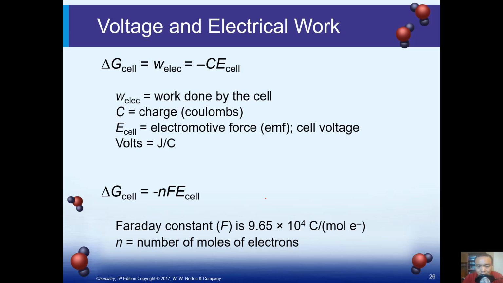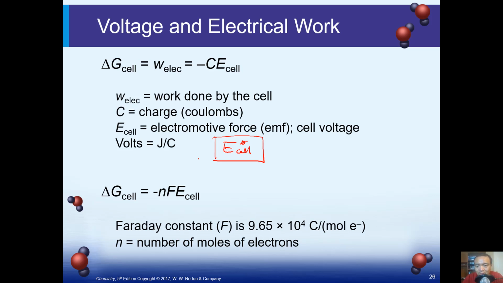When an electrochemical cell is operating under standard conditions, that means the aqueous solution will be 1.0 molar, and the partial pressure for all gases will be 1.0 bar or 1 atm. Temperature will be 25 degrees C. And the cell potential will be reported as E cell under standard condition.